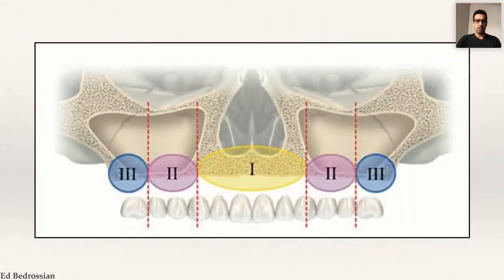debilitate. Okay. I just want to bring up this image, really important. I use it a lot in my teaching. This is an image that Ed Bedrosian has documented, and he zones the maxilla into zones 1, 2, and 3.